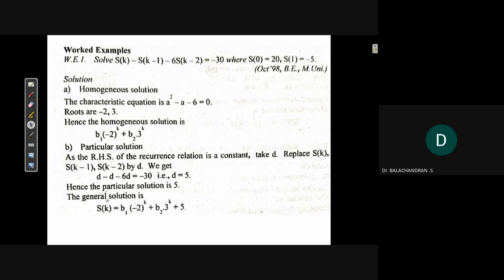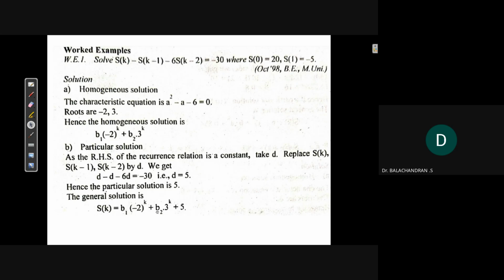Now the general solution is the sum of homogeneous plus particular solution. So b1 into minus 2 power k plus b2 into 3 power k plus 5. Still I need to find b1, b2. Using these two initial conditions, s of 0 is equal to 20, s of 1 equal to minus 5. Try to find what b1 and b2 are.